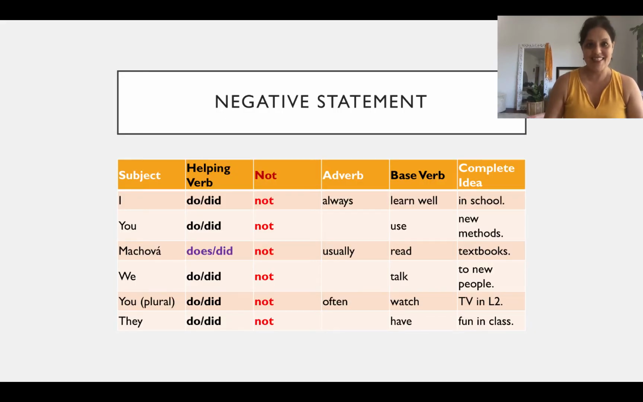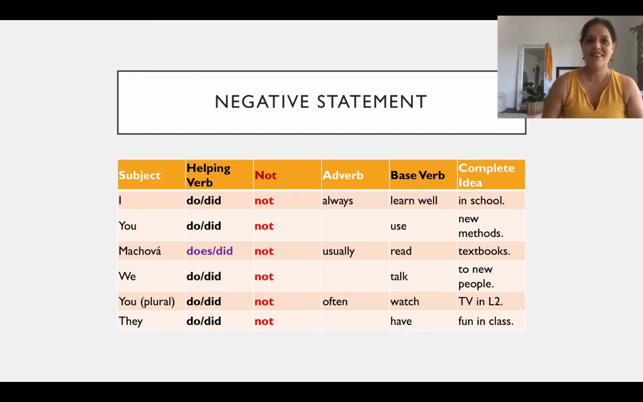Let's look at these sentences. I do not always learn well in school. You do not use new methods. Machova does not usually read textbooks. We do not talk to new people. You do not often watch TV in a second language. They do not have fun in class.